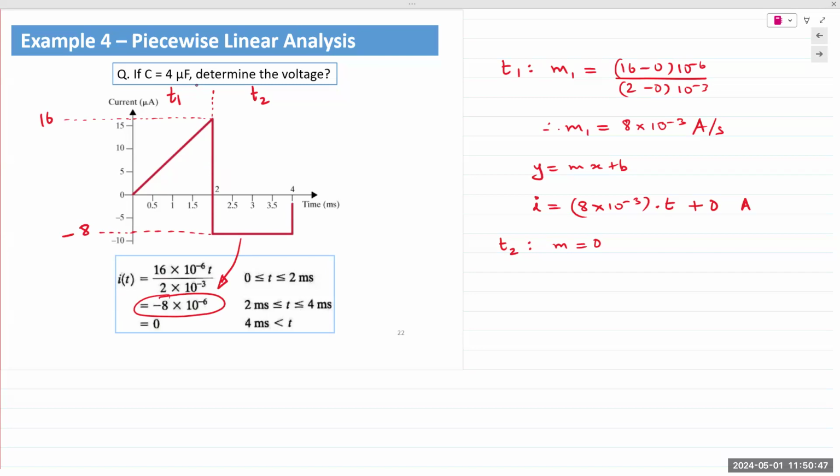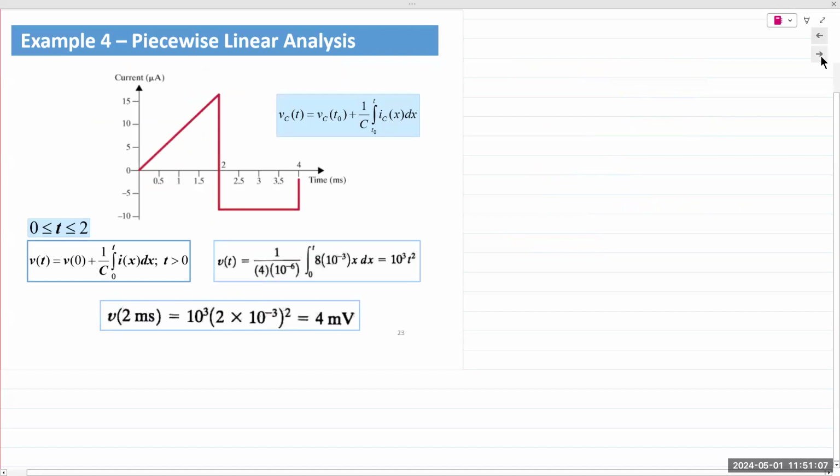So again, the purpose is to express the graphical description as a mathematical expression, so then we can perform mathematical analysis and calculations on it. Okay, that is the purpose of going through this procedure. So now that we have our equation, we'll go ahead and perform our integration. First time period goes from 0 to 2 milliseconds. That's the limit of our integration.